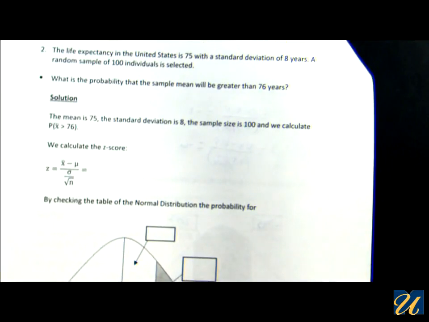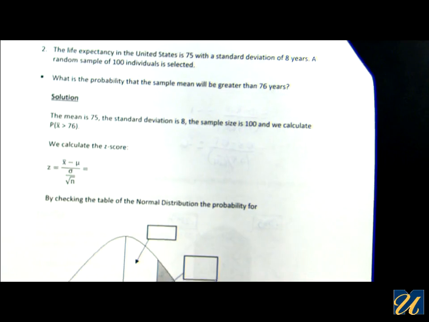The life expectancy in the US is 75 with a standard deviation of 8 years. A random sample of 100 individuals is selected. What is the probability that the sample mean will be greater than 76 years? The mean is 75, the standard deviation is 8, the sample size is 100, and we want to find the probability that X bar is greater than 76.